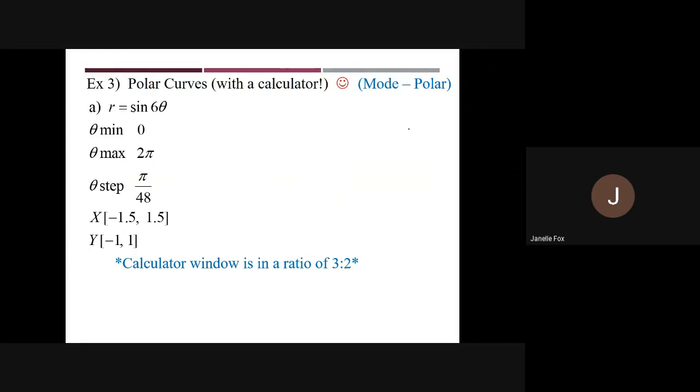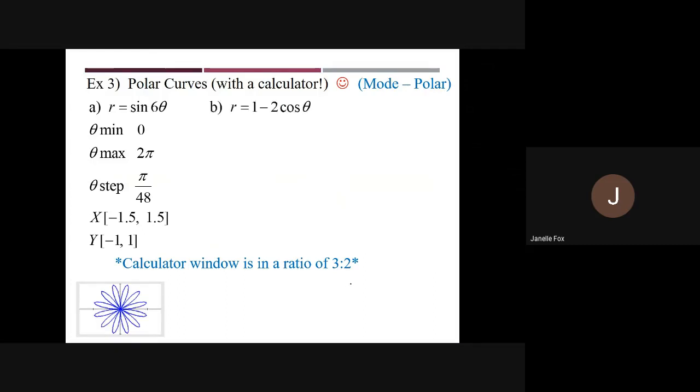Our x's don't need to be that big. And the reason why I'm choosing these particular numbers of a -1 and a +1 for the window for the y, it's going to make the calculator have a window ratio of 3:2. It's just going to make it look really nice. And it's not going to be stretched in any weird way. Okay, that is the picture that we are going to get, but I know that you see it right now, but we're going to do it ourselves.